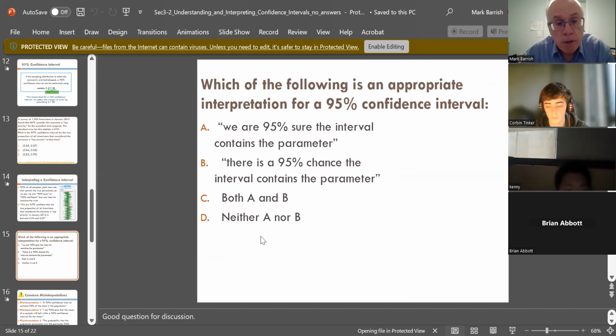Now let's look at this question. We look at A and B, and then C says both are true, and D says neither one is true. So let's look at the interpretation for 95% confidence. A says we're 95% sure that the interval contains the parameter, and B says there's a 95% chance it contains the parameter. Which of these, A, B, C, or D, is the correct answer? Are both of them true? Are neither of them true? Or is it A, or is it just B? If anybody could answer.